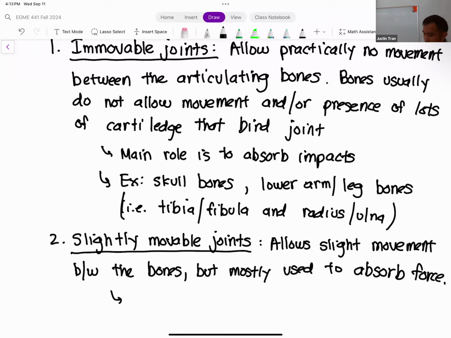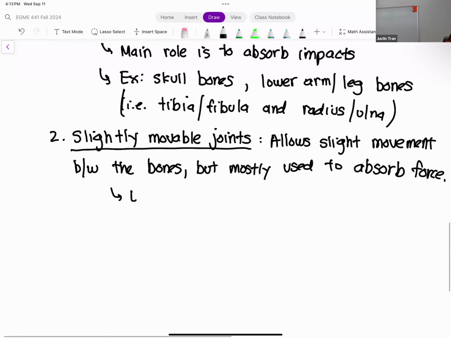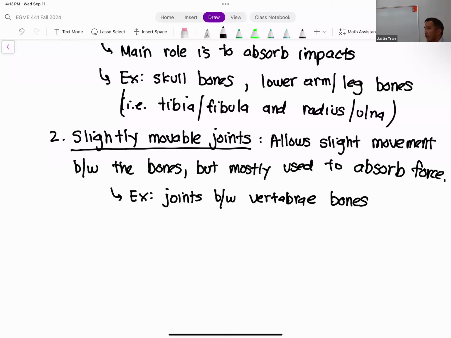So some examples of these could be the joints in your vertebrae. Your vertebrae is comprised of all these bones that are stacked on top of each other. For the most part, they don't really move past each other, but they do allow slight rotation. Otherwise, you wouldn't be able to bend your back at all. And so that slight movement there is necessary.